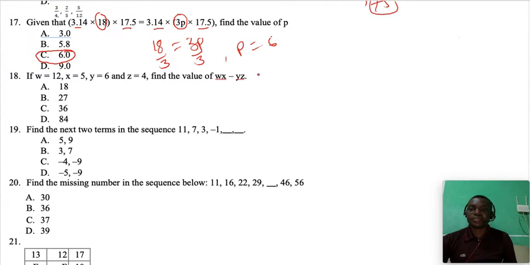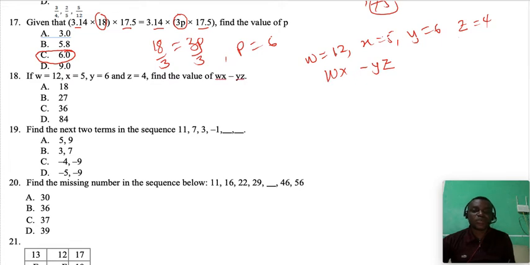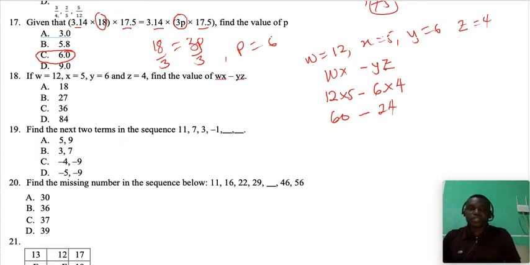Then we go to question 18. We have been given w is equal to 12, x is 5, y is 6, z is 4. Then we have to find the value of wx minus yz. We are just doing substitution. Where we see w, we put 12. Where we see x, we put 5. Where we see y, we put 6. Then z, we put 4. It will be 12 times 5 minus 6 times 4. So 12 times 5 is 60, minus 6 times 4 is 24. So 60 minus 24 gives 36. 36 is the answer. Good. So let's continue.